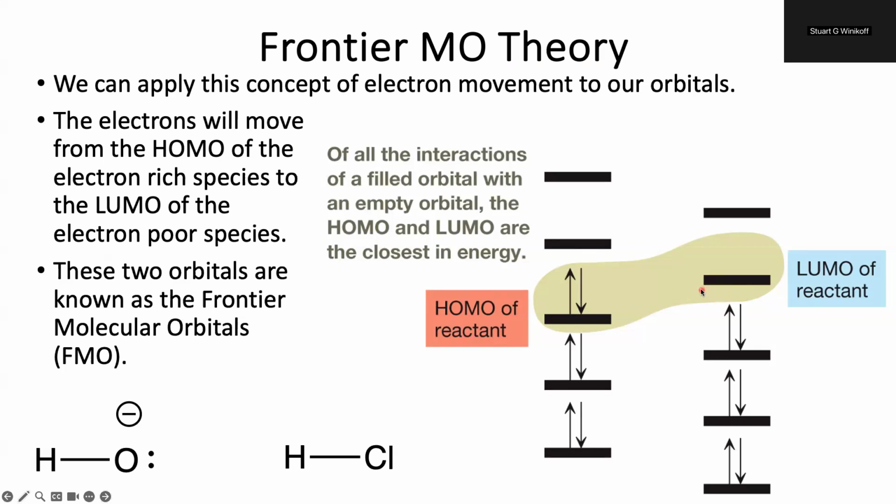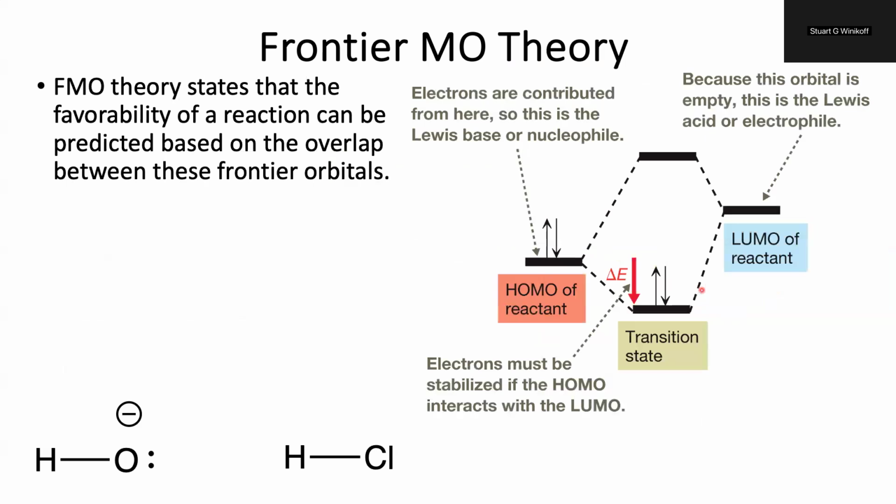So when we're looking at these frontier molecular orbitals, what we're going to find is that when I mix these two species, I would expect the electrons to move from one to the other. Now, when they do that, this is going to generate an overlap between these orbitals as they're actively moving from one to another. Well, this movement of electrons through this intermediate space is going to be our transition state, which means that if I can model how these two orbitals mix, I have a prediction of what my transition state looks like.